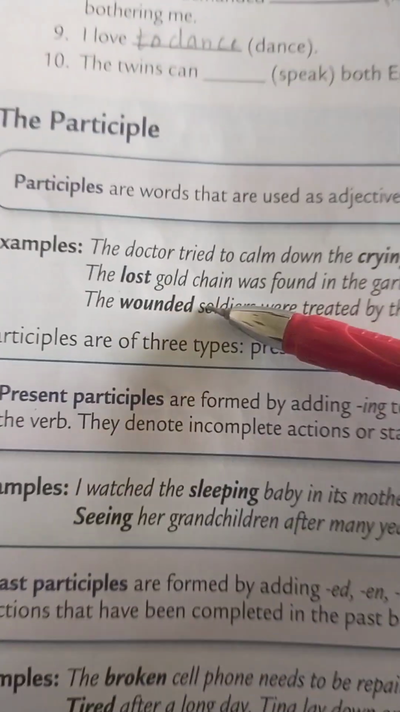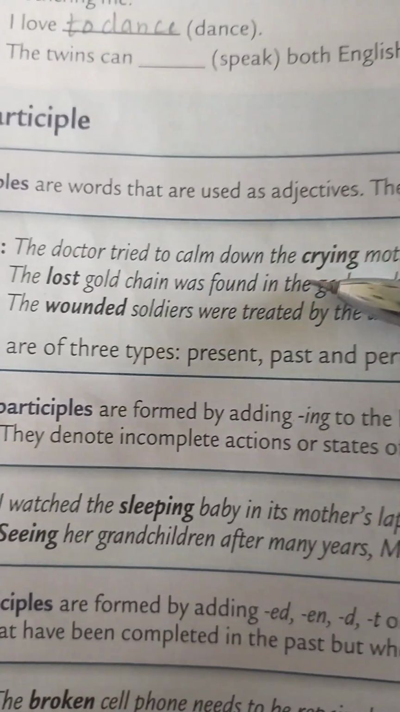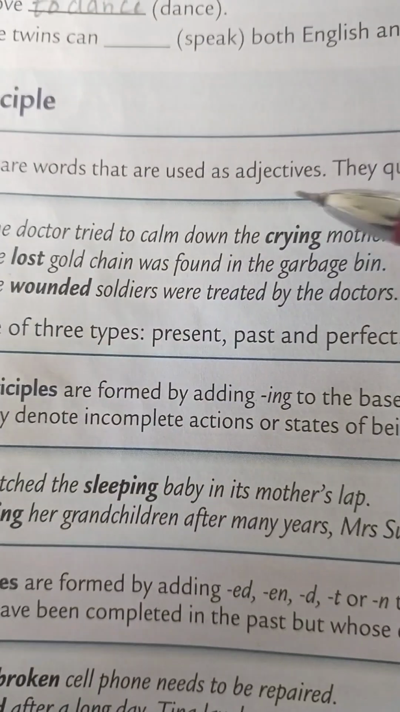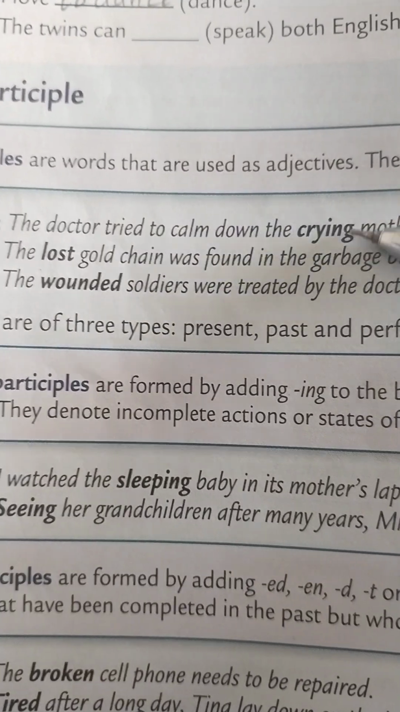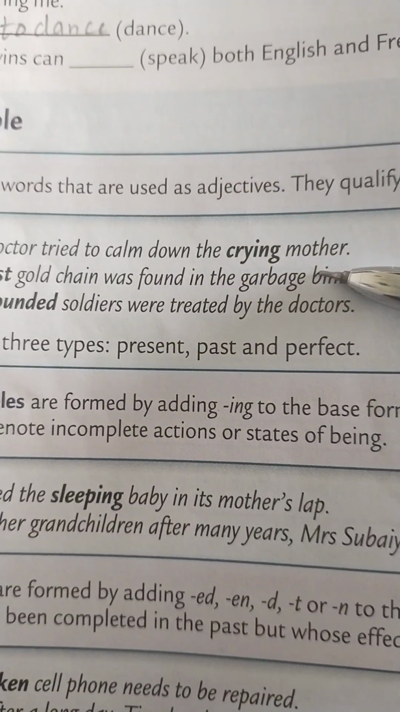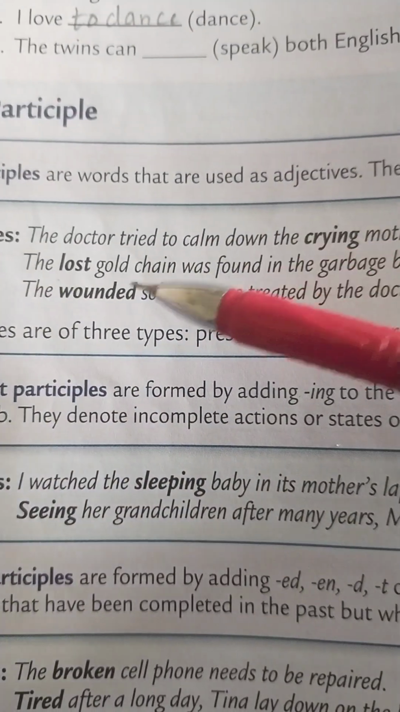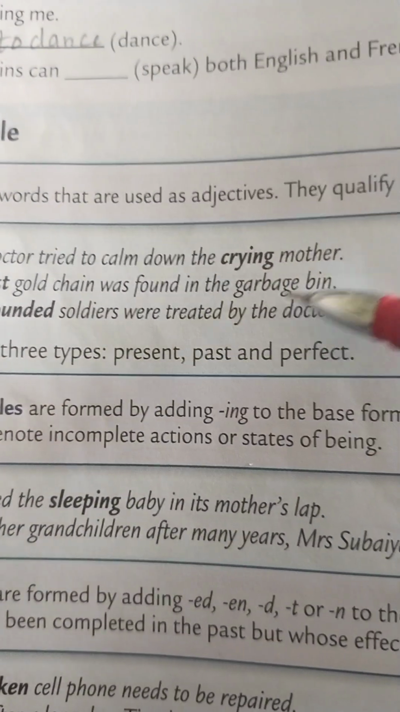The doctor tried to calm down the crying mother. Now in this sentence, crying is a participle. Actually cry is a verb, children, but here it is functioning as an adjective because it is qualifying the noun mother. So this is a participle. The lost gold chain was found in the garbage bin.